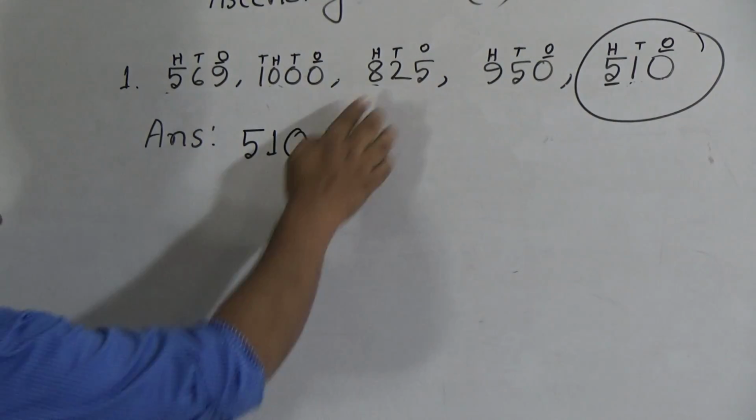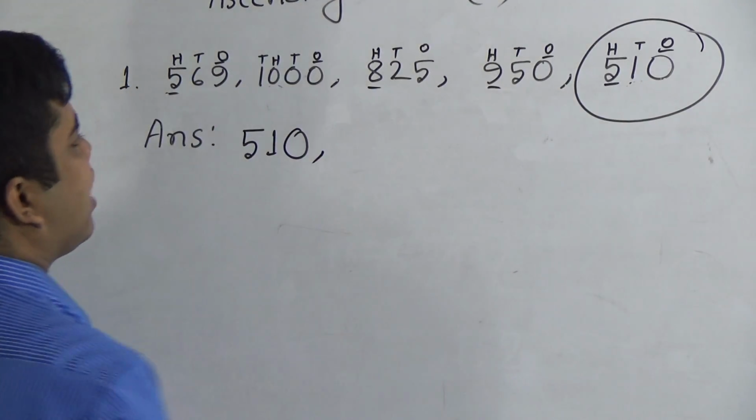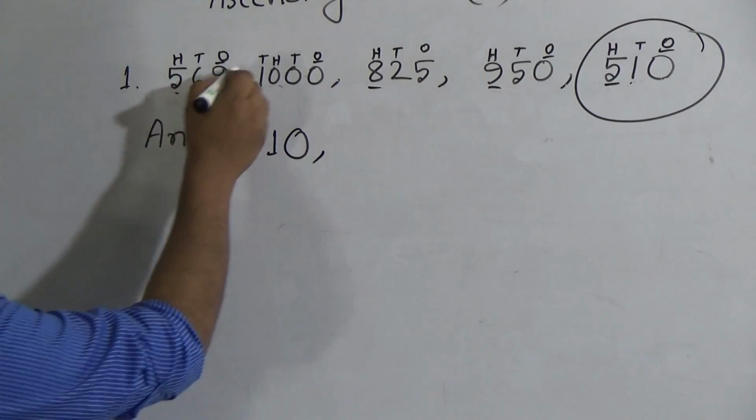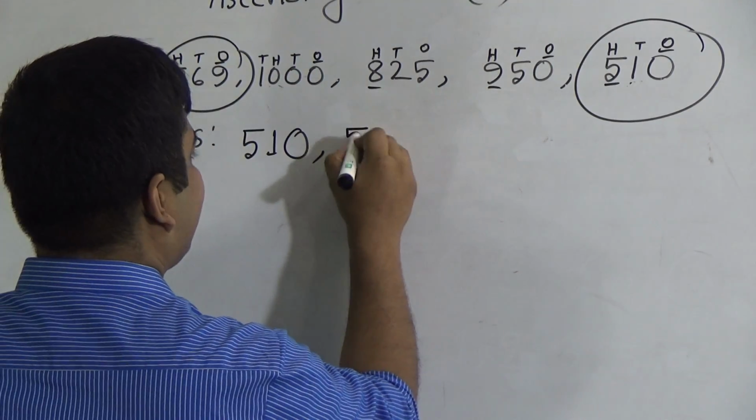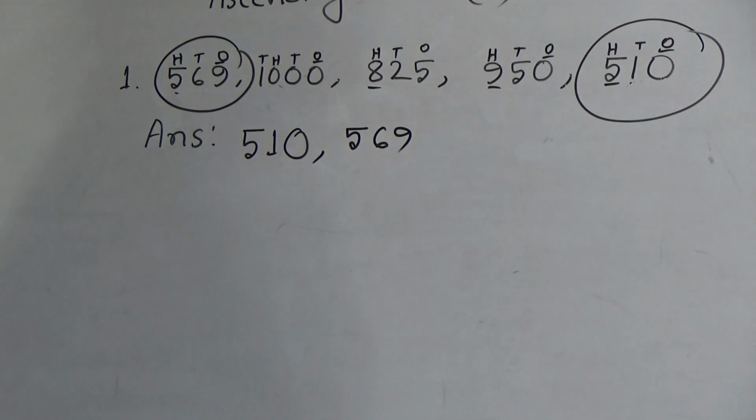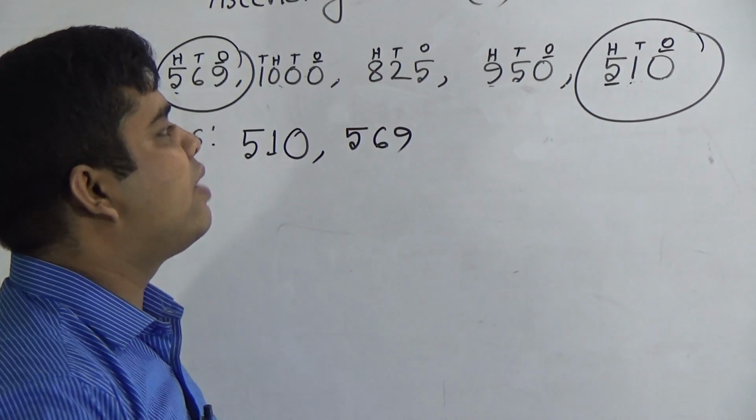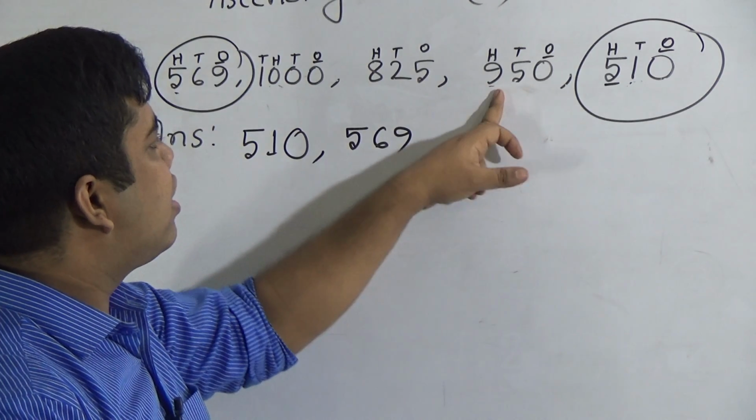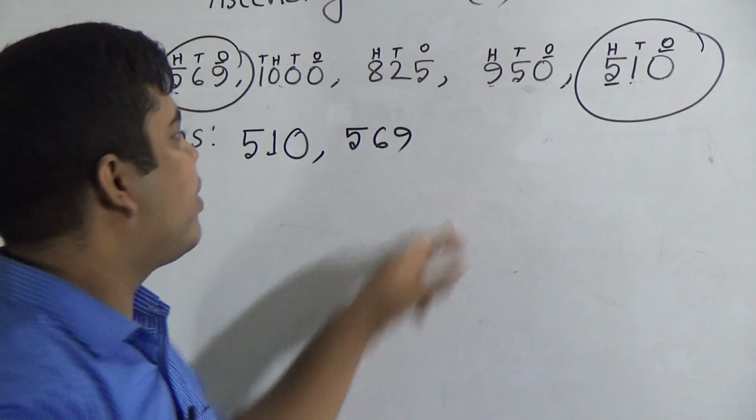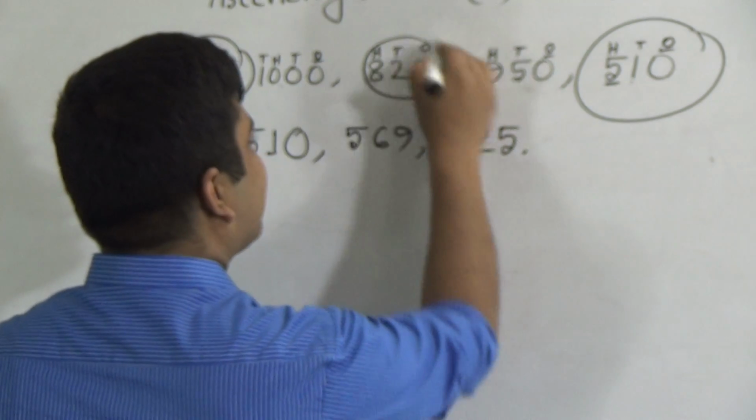So these 3 numbers start with the 100 place digit. Here 5, 8 and 9. Among these 3 numbers, 5 is the smallest number, so we write 569 next. 569, and give a circle to separate this from others. After that 825 and 950 left. 8 and 9 both are in the 100 place, but 8 is smaller than 9, so we write 825 next. Okay, and give a circle.